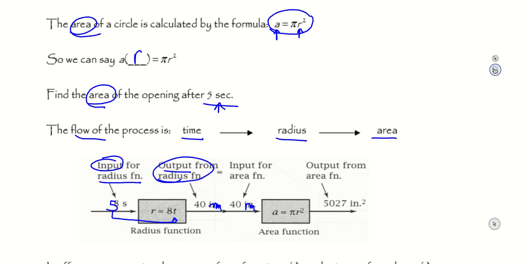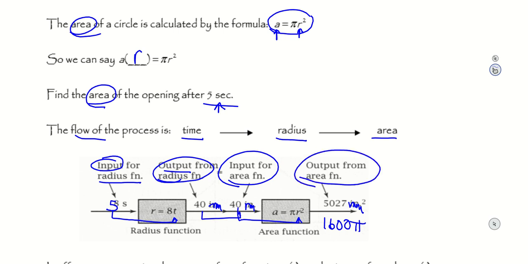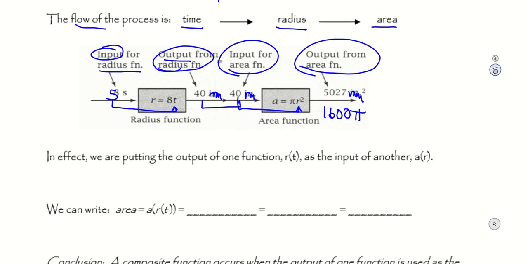Now we're going to take the output from the radius function and we're going to put it into the area function. So our output from radius becomes the input for area. We plug 40 in for r and square 40, multiply that by the approximation for pi, and we get 40 squared is 1600 pi millimeters squared, or about 5,027. That is our output from the area function. So you could have done that again, probably without my help.